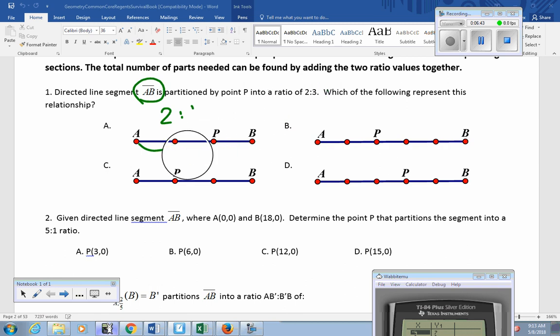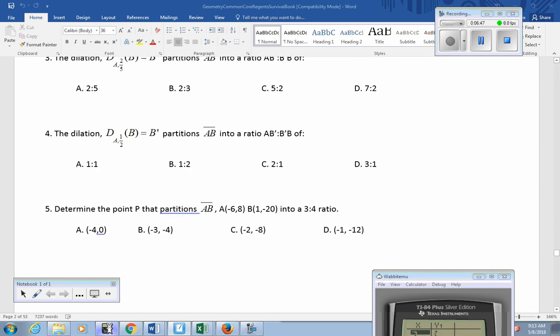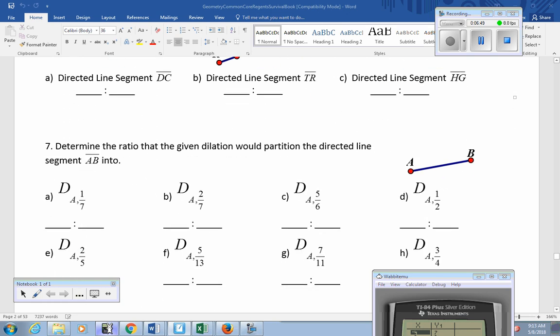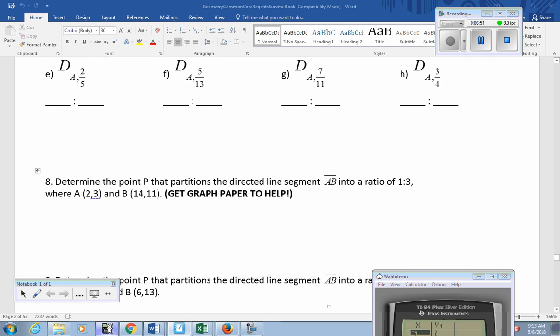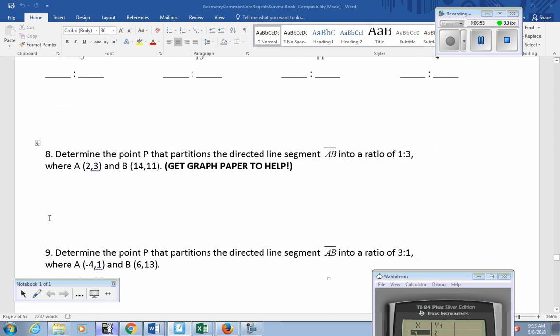Now we're going to look at one of the more difficult questions for this section. If you go to the back of this page, question 8. Determine the point P that partitions the directed line segment AB into a ratio of 1 to 3. So to do this, we need to figure out the scale factor. So K, in this case, is that first part over the total, which would be 1/4.